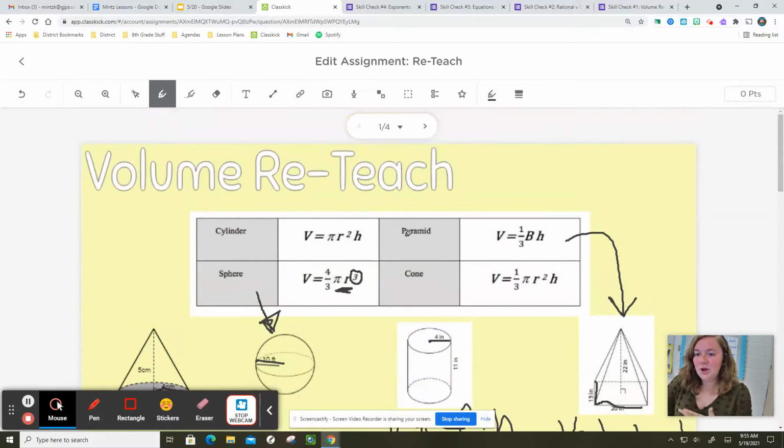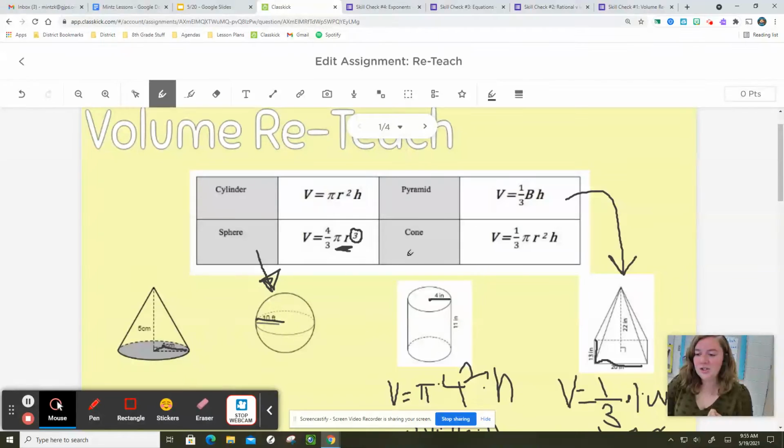So this is how to solve volume for these various shapes and how to identify each shape. All right, good job.